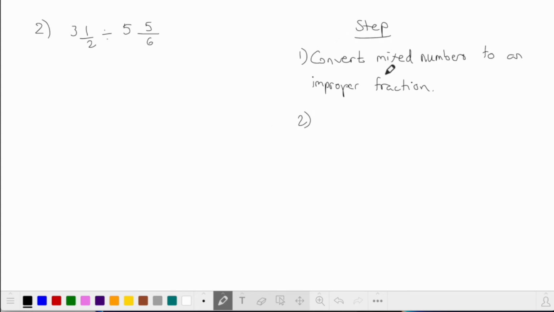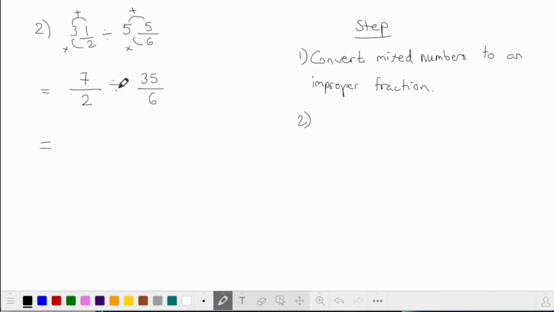So convert mixed numbers to improper fractions. Here we multiply and add. The denominator does not change, remember? The denominator here is 2, so we write 2 here, and 3 times 2 is 6, and 6 plus 1 is 7. Now, leaving the division sign, let's move on to the second mixed number. The denominator is 6, and 6 times 5 is 30, plus 5 is 35.